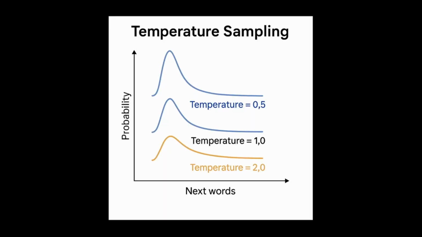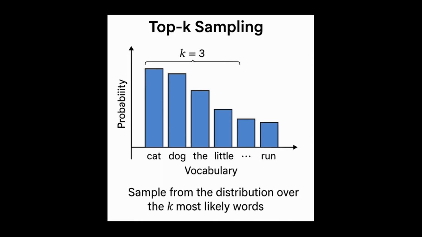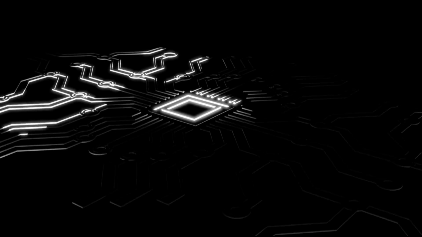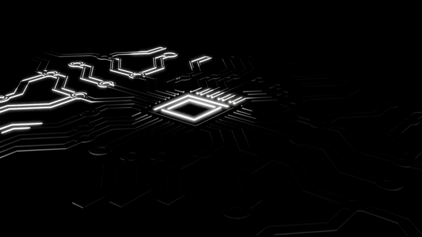Temperature scaling adjusts the logits. Values above 1 flatten the distribution and increase diversity. Top-K sampling randomly selects from the K most likely tokens, while nucleus sampling, known as top-P sampling, dynamically expands the candidate pool until its cumulative probability exceeds a threshold. This controlled randomness is why the outputs can vary.